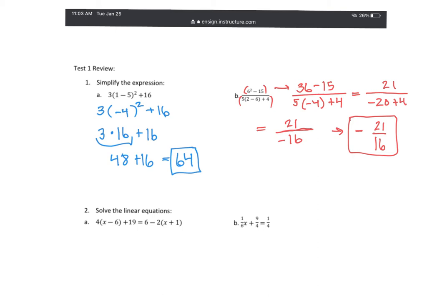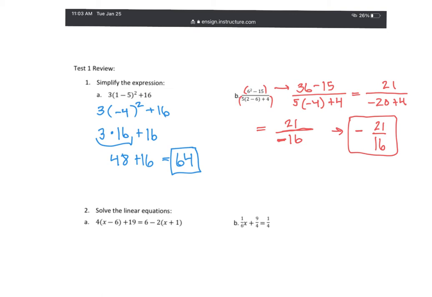Remember that one negative makes the whole expression negative. If I had a negative on top and a negative on bottom, we would have a positive expression. So there are the problems where we need to simplify the expressions using order of operations.